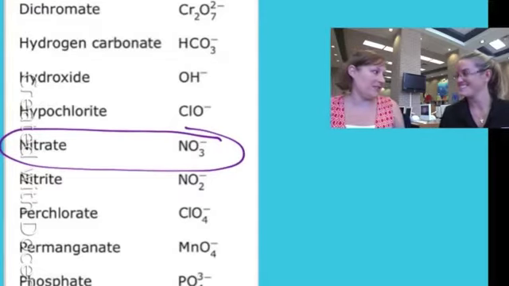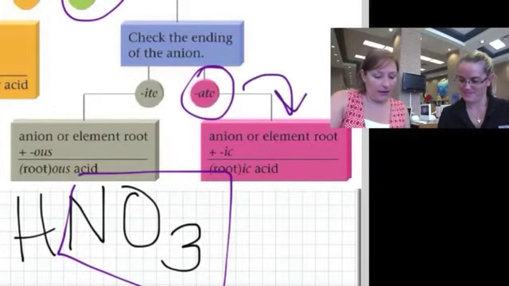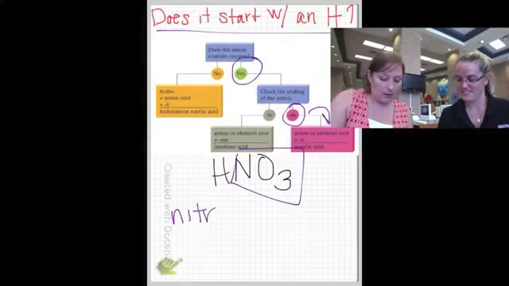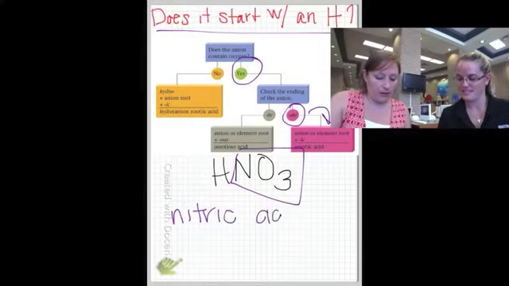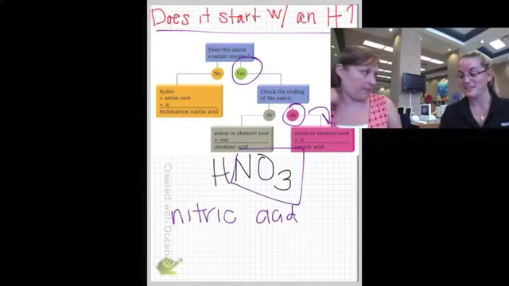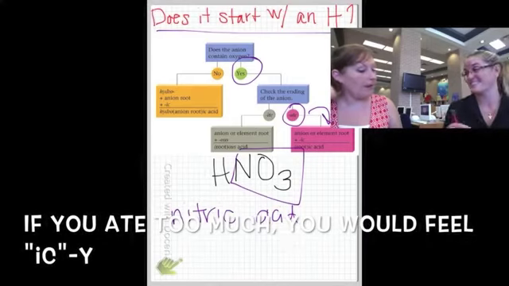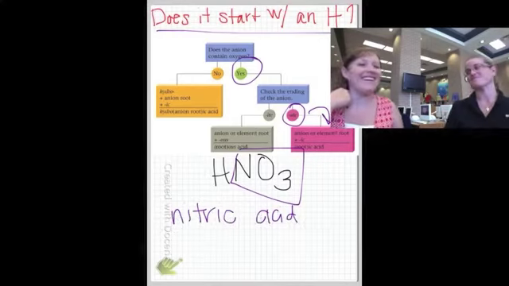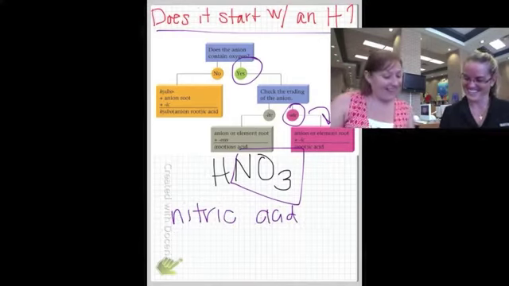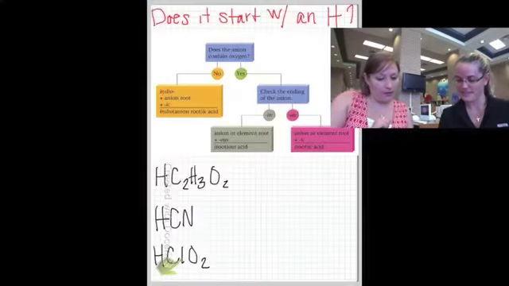You're a natural at this, Ms. Russman. Okay, so ATE is right here. And again, we're going to take the root, take off the ATE, and put ic on there: nitric acid. So I could remember this as, if I ate too much, I'll feel icky, so ATE turns to ICK. That's a clever trick. I like that. Okay, so you think you got it? I think I do. Okay, so let's let them try a little bit.